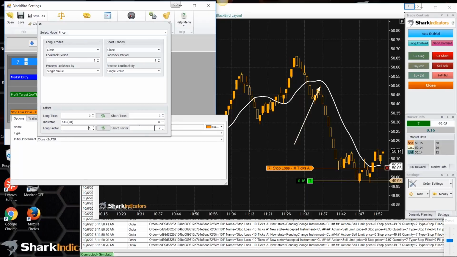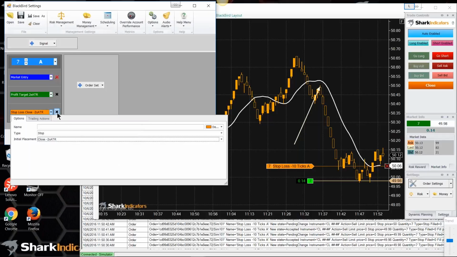If you notice, for a short trade, the numbers are opposite. So for a long trade, we were using -2. For a short trade, we'd be using a +2 factor.